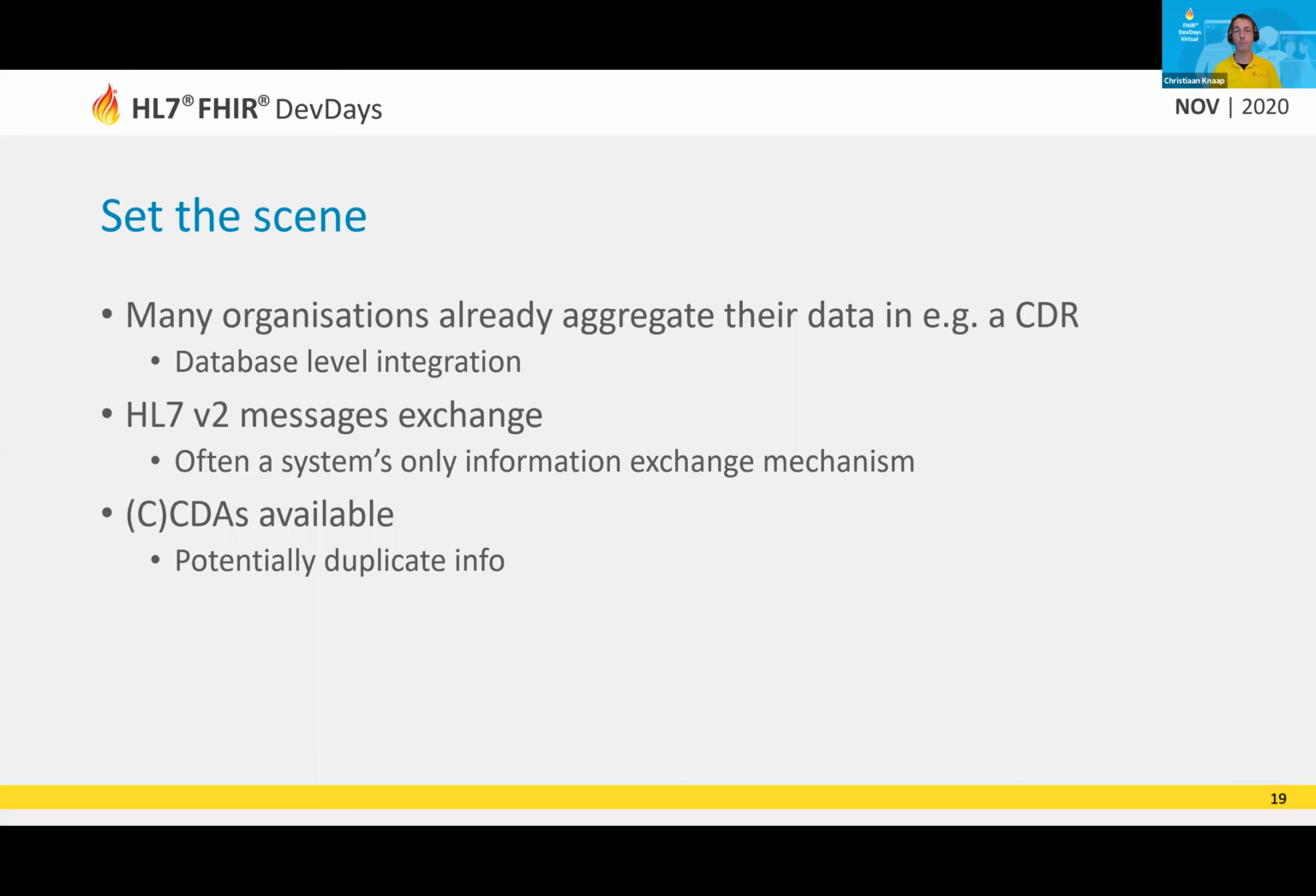Lastly, there are often CDA documents available. That is common in the US situation, a little less so in the European situation. And maybe one of the participants can enlighten me on the Asian situation on this. But these CDAs may have duplicate info because they are document oriented. So the same information about, let's say, a patient may be repeated over and over again in the different documents. Now, we will focus on the first bullet in the diagrams first and add the other two later on.